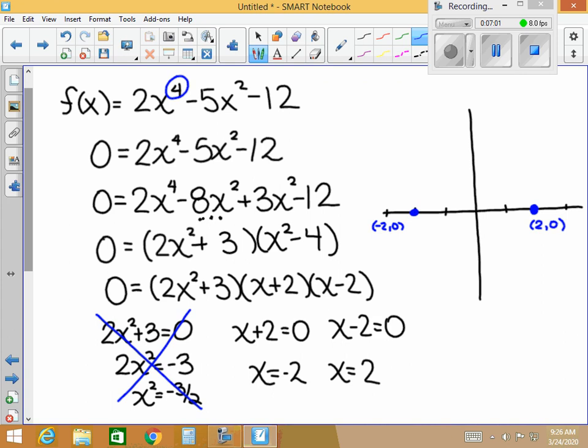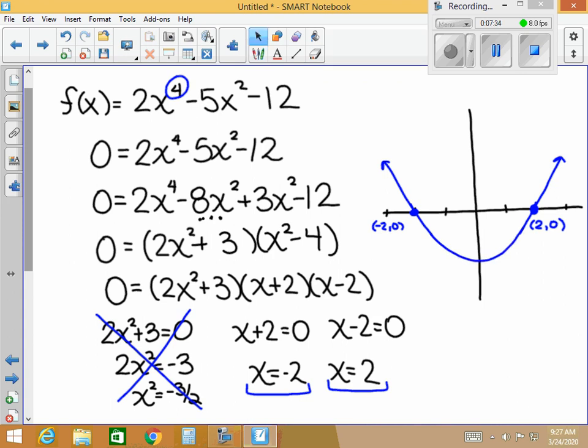We know that because the degree is even, both ends go the same direction, and because the leading coefficient 2 is positive, both ends go up. So I know from here I'm going to go up. I also know that the multiplicity of each of these zeros is 1, so my graph is going to cut through that zero. It's not going to bounce back the other way. It's going to come down here and meet up with the other side.